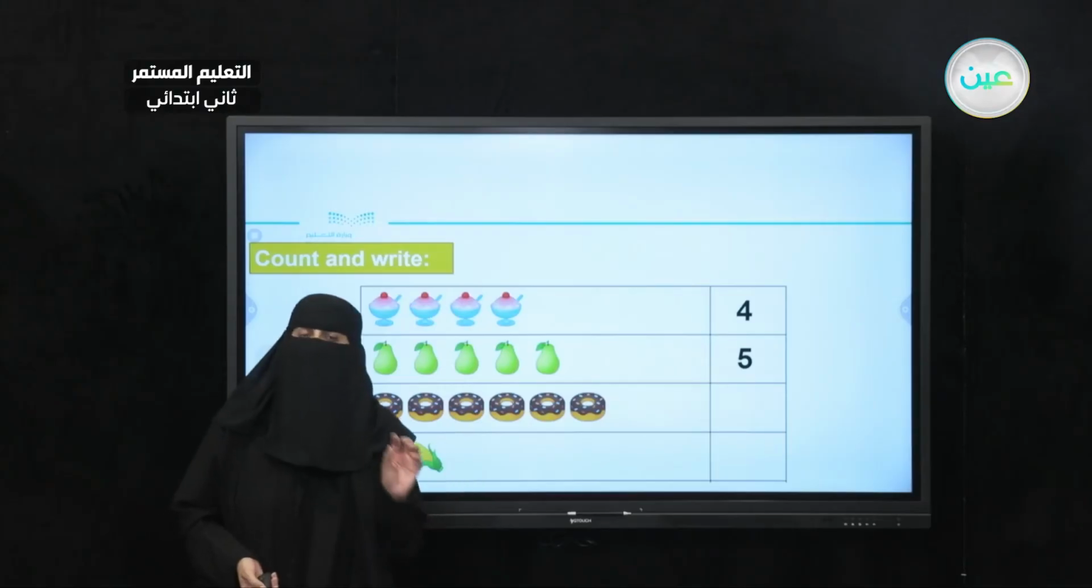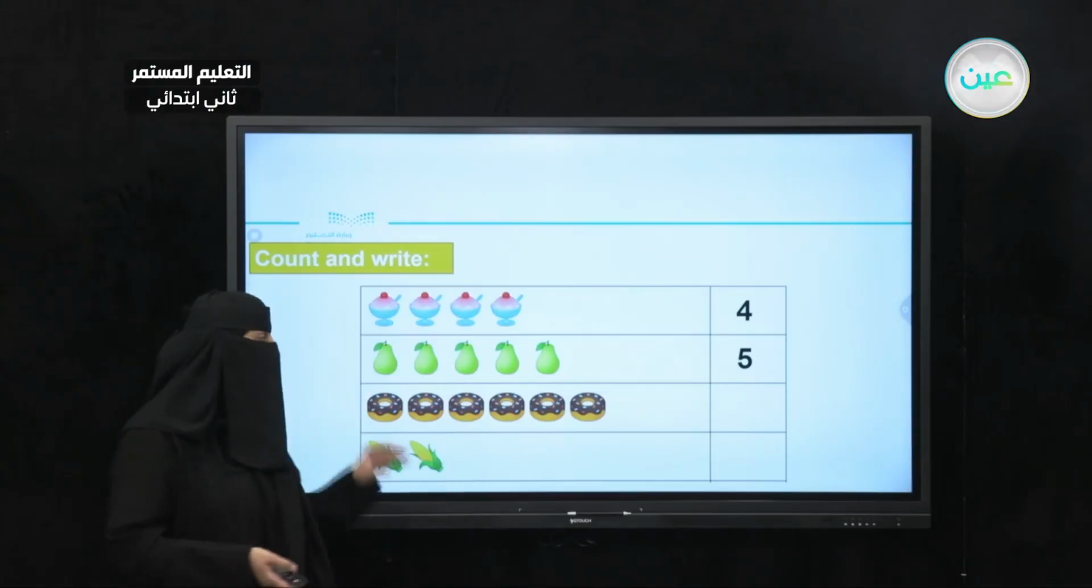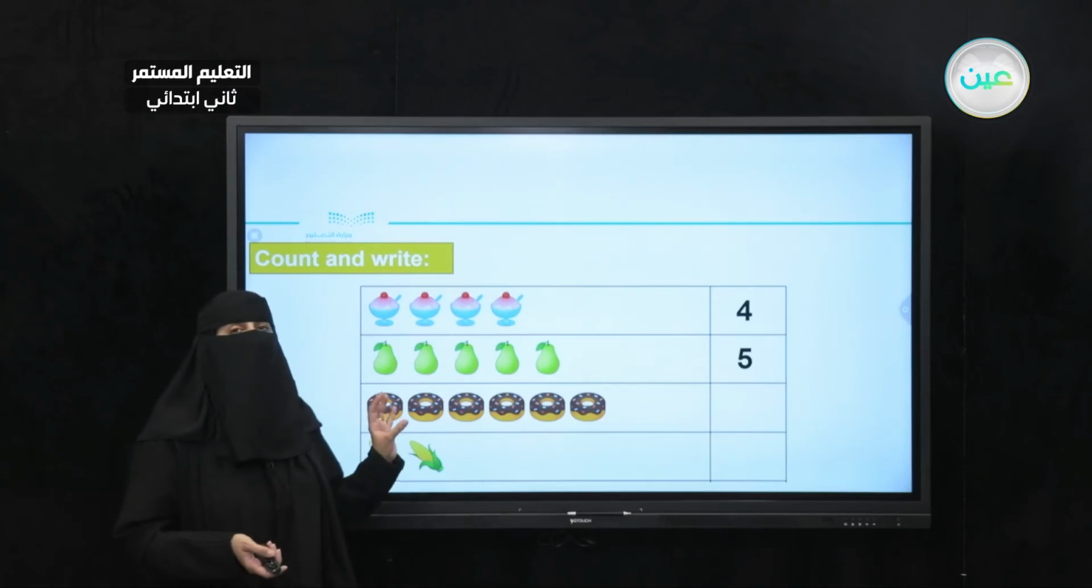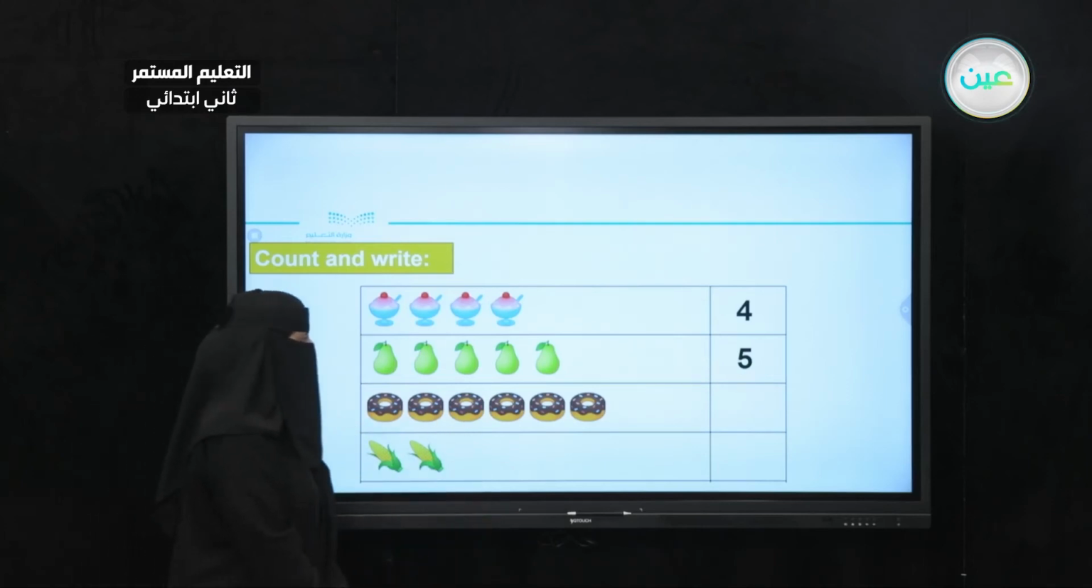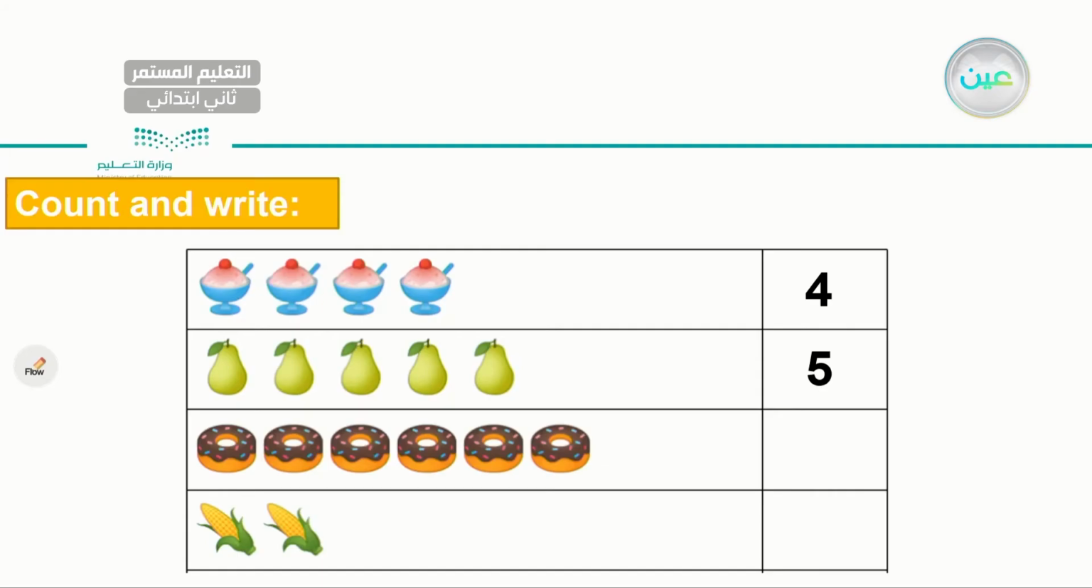Let me give you up to 10 seconds. Try to write the number. How many donuts and how many corn do we have? Go ahead and count. How many donuts do we have?